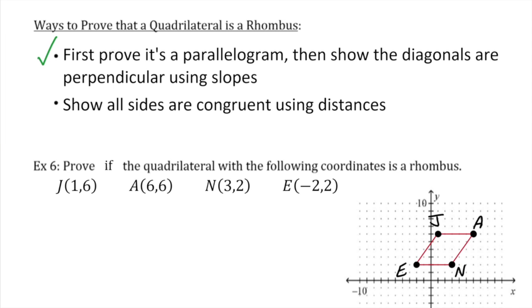The other way you can do it is you can show that all the sides are congruent using distances. That's a property of a rhombus we know about, that all the sides are the same length. But we're not really going to talk about distances here, so we don't really need to worry about that.